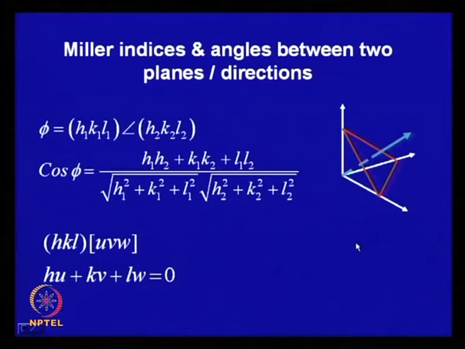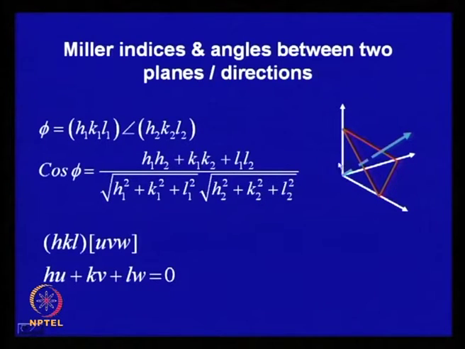Now, to draw this type of projection, we often use the angular relationships between different crystallographic planes. For example, one plane has Miller indices H1, K1, L1 and another plane has H2, K2, L2. Geometrically it can be shown that the angle between the two is given by this relationship. Cos phi can be determined if the indices of the planes are known.